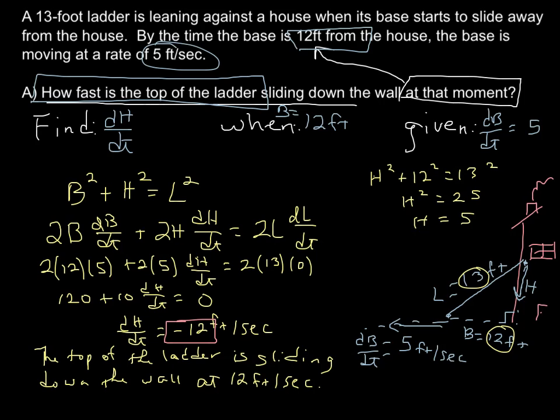If the question had just said, how fast is the top of the ladder moving, then you could have said it's moving at a rate of negative 12 feet per second, but you would want to go on and say that that is causing it to fall down the side of the house. So you want to let us know what that positive or that negative means. Okay? All right, on to our next example.